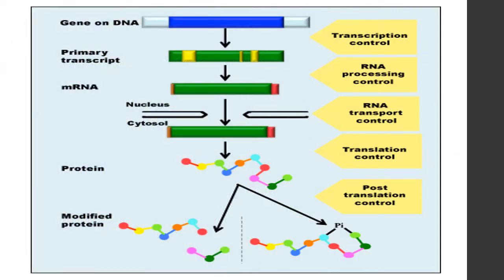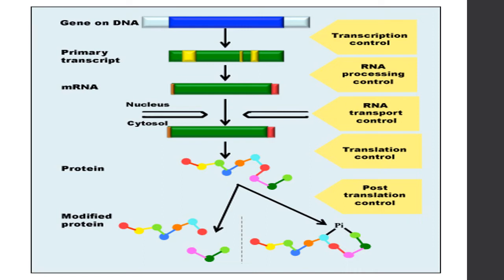Here we can see the DNA being converted to the primary transcript, where transcriptional control takes place. This yellow part shows the introns, and the introns will be removed. After removal, 5' capping and polyadenylation take place. This is the RNA processing control. After that, the mRNA is transported from the nucleus to the cytosol in the cytoplasm.